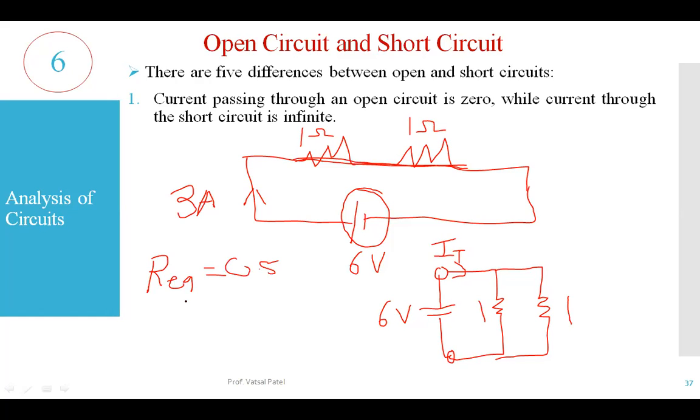And the total current is equal to what? 6 divided by 0.5, so it is 12 ampere. Now, this 12 ampere is flowing here, and it will be divided into 2 parts, like 6 ampere here and 6 ampere here. Can we say that?